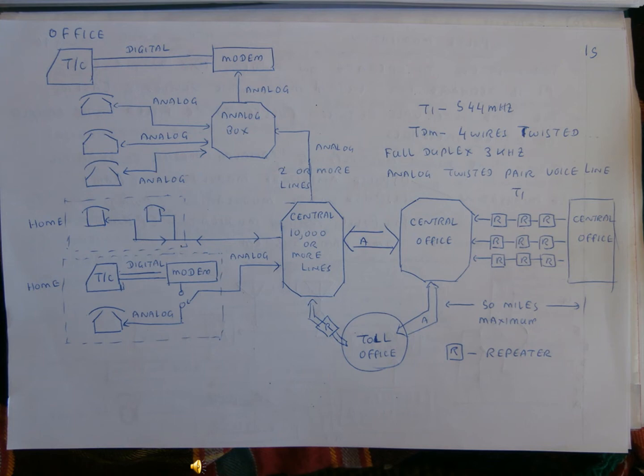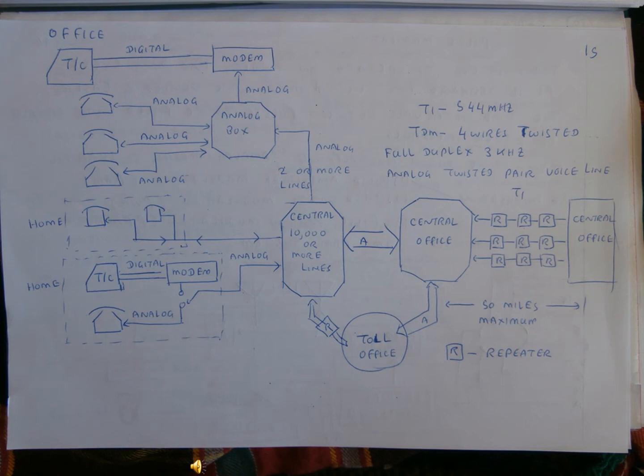The T1 is around 554 megahertz, and DDN is 4-wire twisted pair, full duplex, 3 kilohertz, and the analog twisted pair voice line. Those are included in the typical telecommunication system. This is how the telephones and the central circuits are connected, and how the repeater circuits are utilized to reach another office system. So there will be the typical digital telephone system.